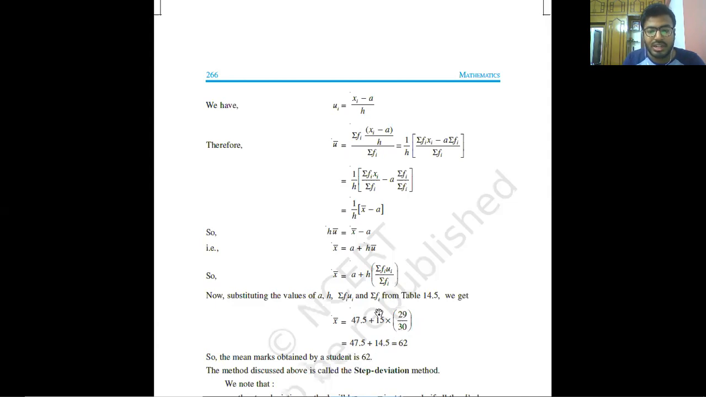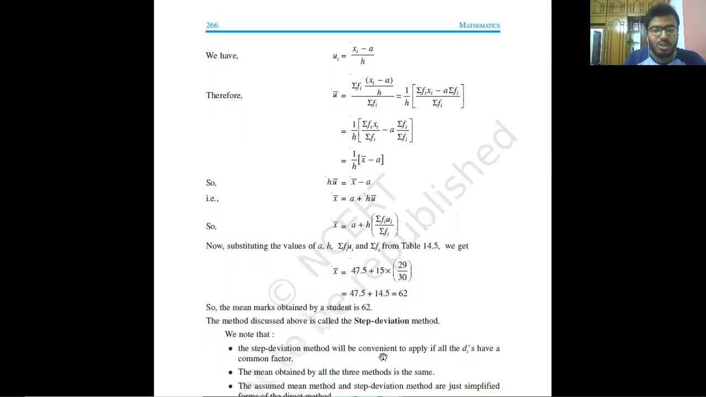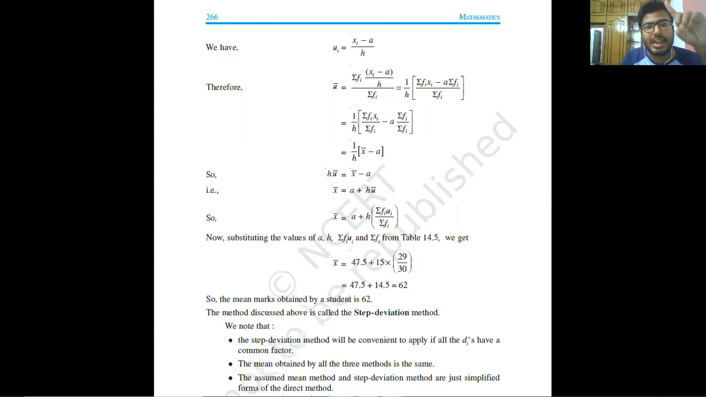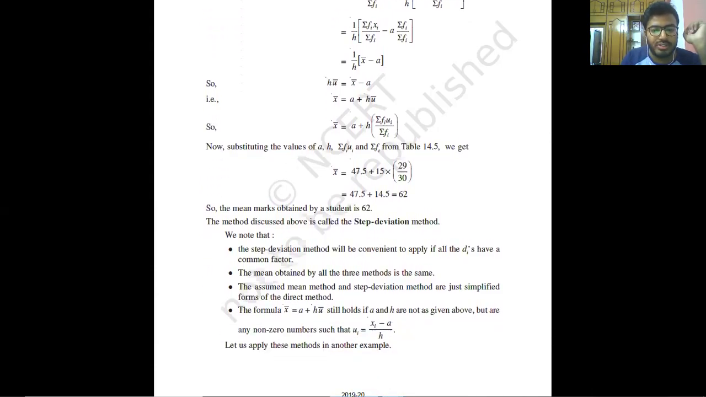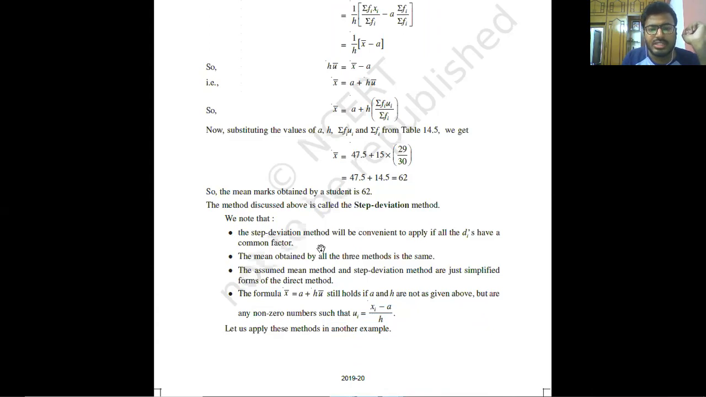So when you are using the ui method, that method is known as the step deviation method. So we have gone through the three methods. First one was the direct method, second one was the assumed mean method, and the third one was the step deviation method. Now we'll go through the notes of what you have learned. The step deviation method will be convenient to apply if all the d's have a common factor. If there is a common factor, meaning the class interval is the same for all, then step deviation will be the easiest.